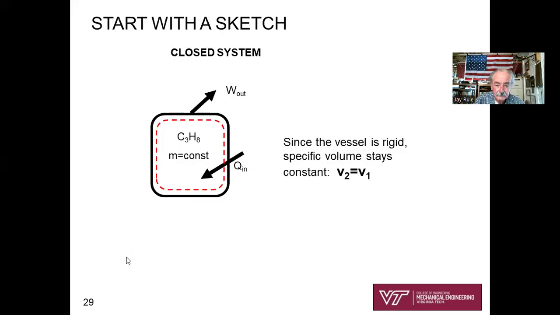Let's start with a sketch. Well, pretty simple. Rigid vessel, I've shown heat in, I'm showing work out. You know what we're going to discover there. Labeling mass constant. Another thing I'm observing from my sketch is that since the vessel is rigid and it's a fixed mass, then little v2 equals little v1. Got it.